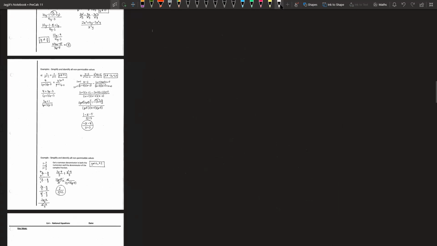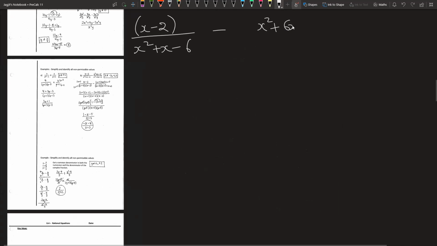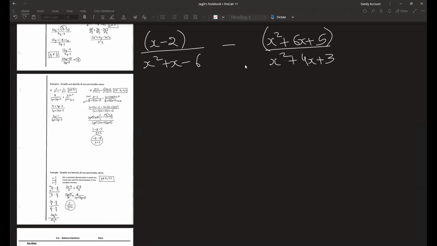Let's try another example. We have x minus 2 divided by x squared plus x minus 6, minus x squared plus 6x plus 5 divided by x squared plus 4x plus 3. So we want to factor this, and we want to simplify this, and obviously you want to write the non-permissibles. Everyone give it a shot. I want to see if you guys can try this one out. Let's go.